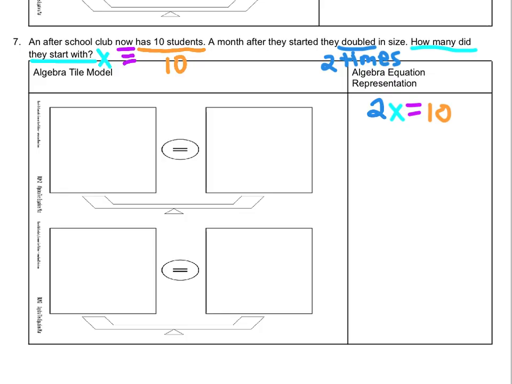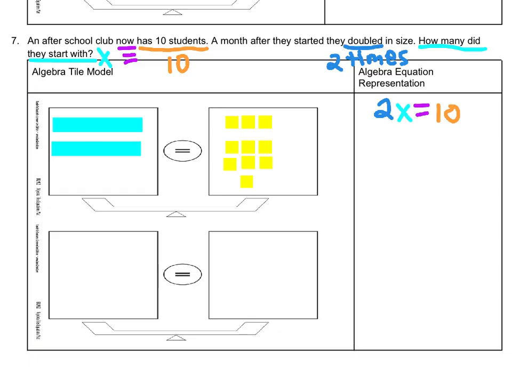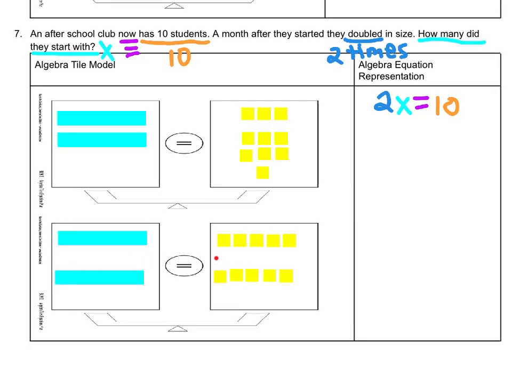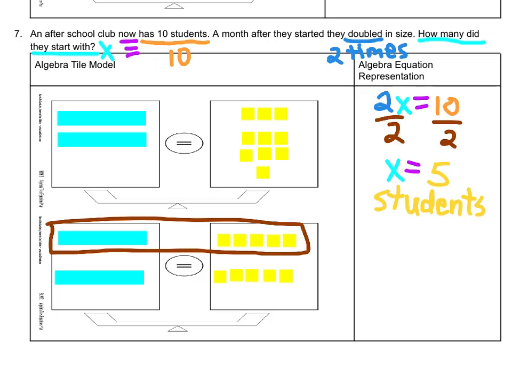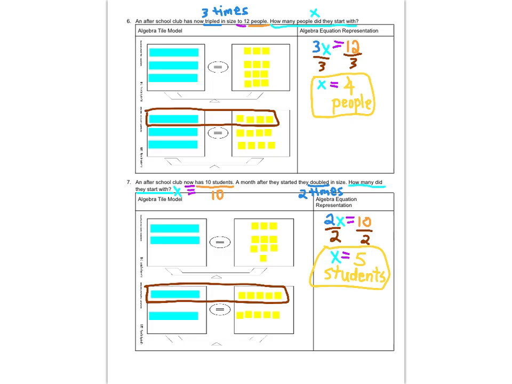Otherwise, that should look like this. We have 2x on the left, 10 on the right, because we don't have any numbers on the left, just the x's. Now we just need to divide it into how many groups? 2. So into 2 equal groups. That'll look like this. We reorganize it into 2 separate groups, and we see that x equals 5. And we're going to say 5 students, because it says they have 10 students, so this would be 5 students. That's how many they started with.